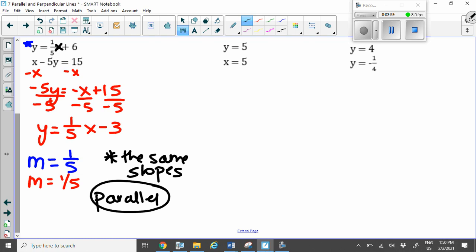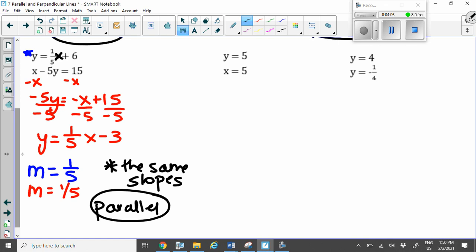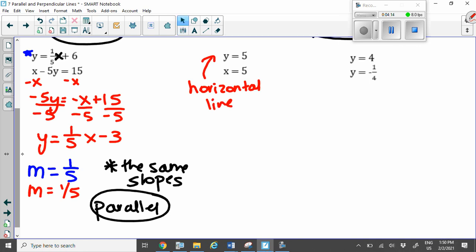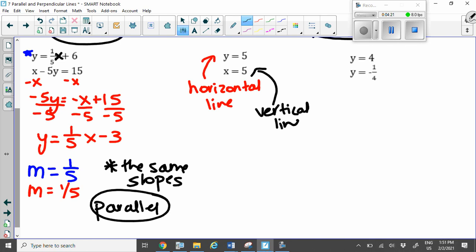Okay, now let's look at y equals 5 and x equals 5. Now these are our special type. Remember, y equals 5 is going to be a horizontal line, while x equals 5 is going to be a vertical line. Remember, with a horizontal line, the slope is always 0, and with a vertical line, the slope is always undefined.